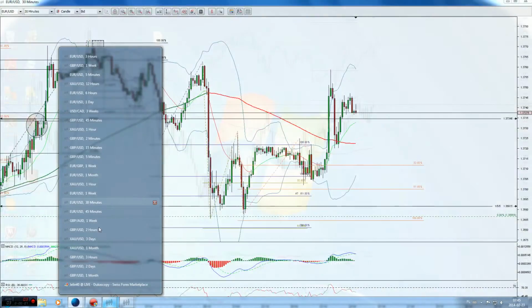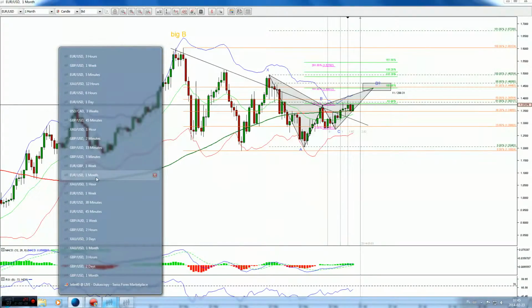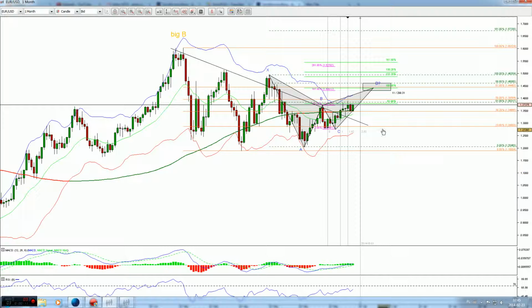Let's start with Euro USD. Okay, that's the monthly chart. On the monthly, the current candle is a green one.